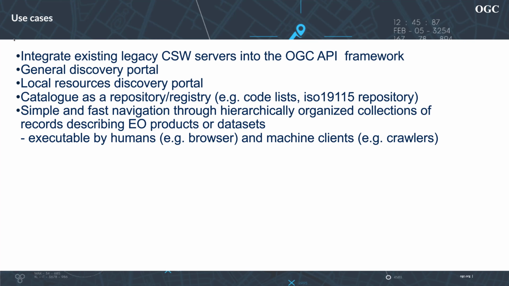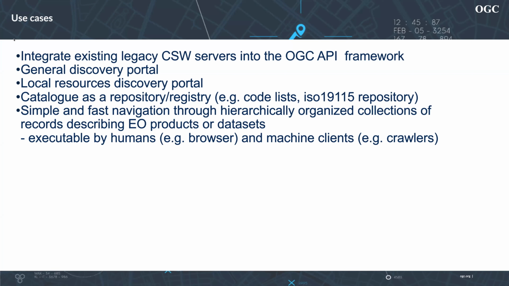The other use cases are general discovery portals where you have resources that you want to make discoverable. Local resource discovery portal, I'll get into detail about that specific subcase as I go through the presentation. Another use case was the catalog as a repository or a registry of code lists or metadata documents. You want to be able to store those and search or discover those. And then we want to enable simple, fast navigation through hierarchically organized collections of records that are describing things like EO products or data sets.